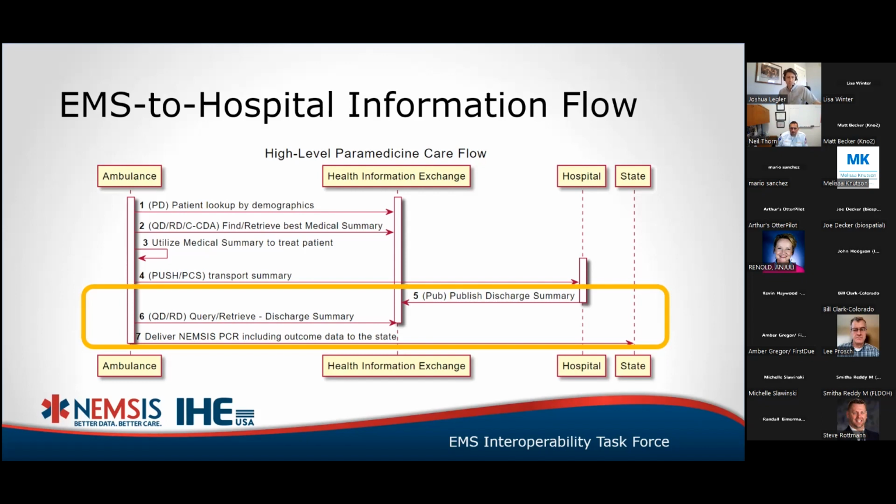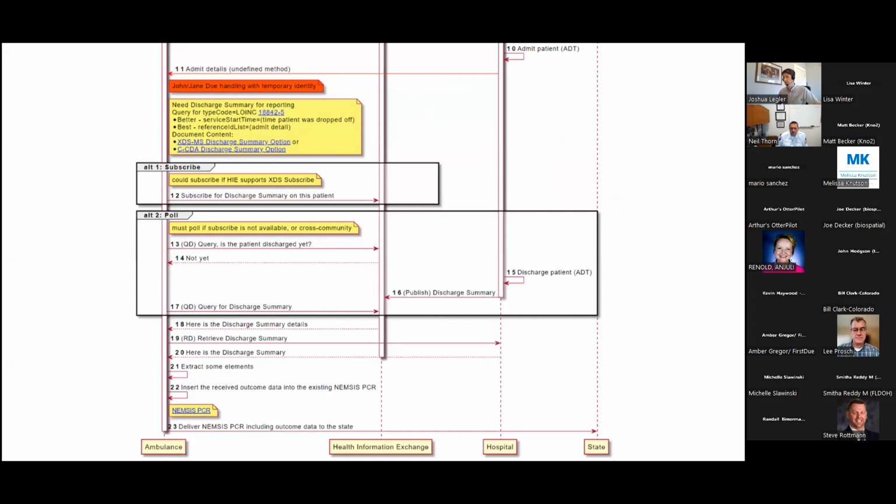Drilling into that in the more detailed paramedicine care flow, I know this is pretty tiny, but there are some things listed here in the paramedicine care flow. So we have the IHE profile for XDS, which is cross-enterprise document sharing. MS is a medical summary, and there's a discharge summary option in there. We also have the consolidated CDA standard from HL7, and there's a discharge summary document in that standard. So that's what's been identified so far in here.